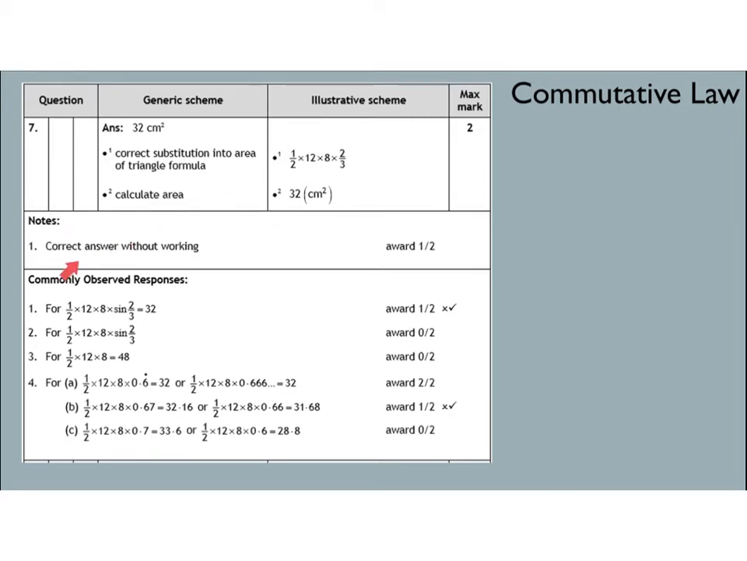Okay, there's a few notes here. Now this is worth noting. Without working, you only get 1 out of 2. Right, we warn you all the time about this. Underneath you've got all the different things that people might get wrong when they're trying to work this out, things that they'll accept and things that you'll lose some marks for.